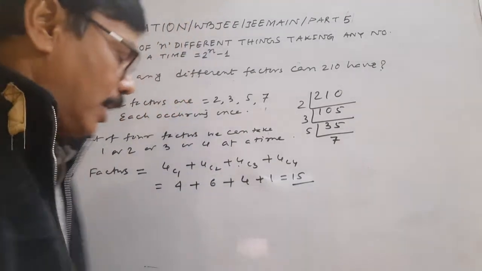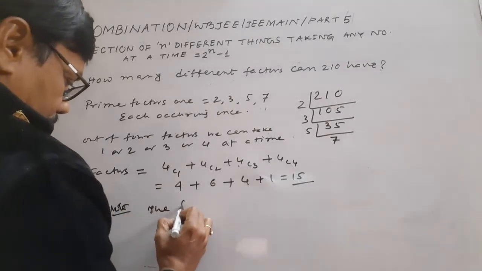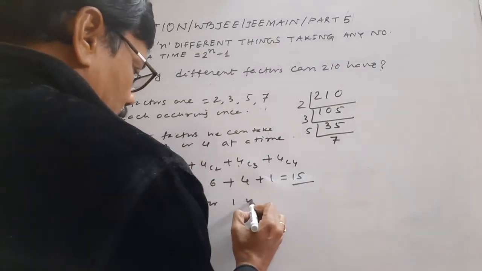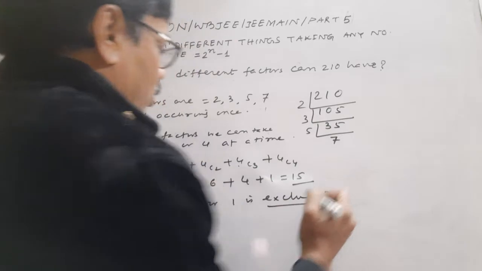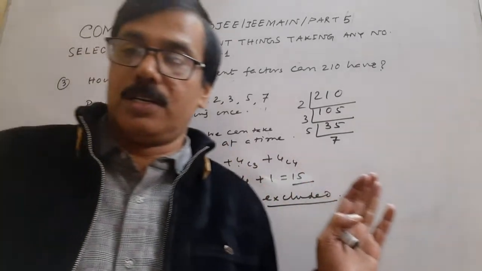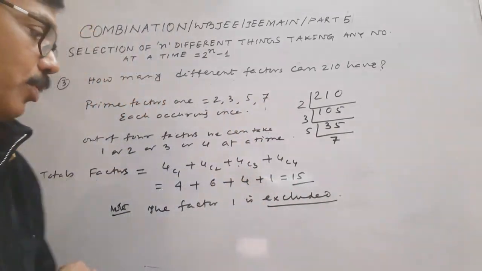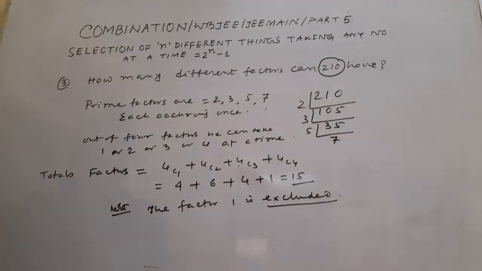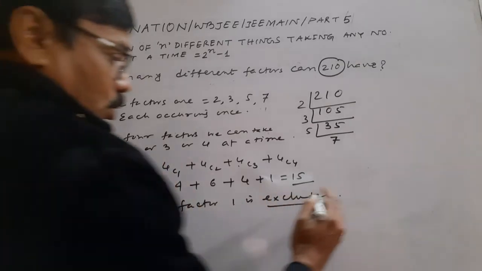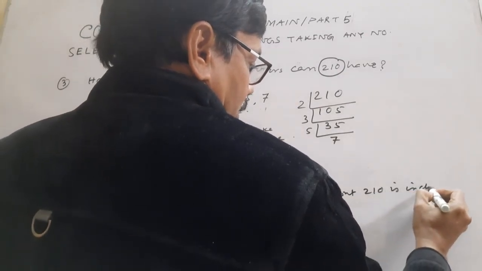Now look, here note the factor 1 is excluded. One is excluded because we are not taking it into consideration, because 1 is neither prime nor composite. But the number itself is included. So the factor 1 is excluded, but 210 is included.